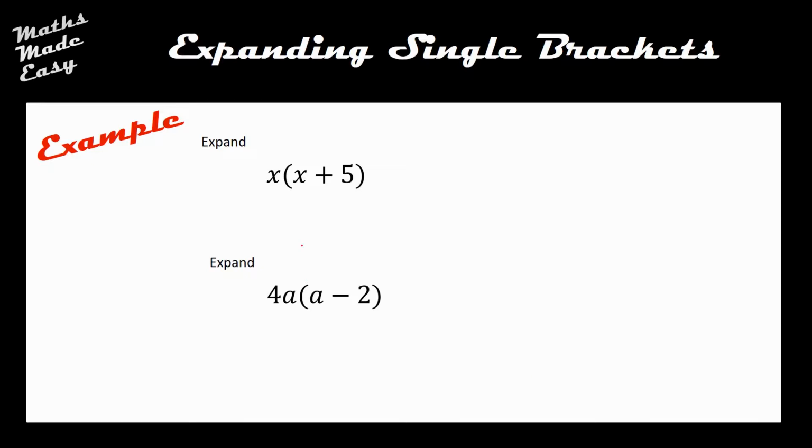In principle, they're actually exactly the same, and I'm going to do the same process as before. So I'm going to do x times x, which produces an x squared, and I'm going to do x times positive 5, which is plus 5x, and that's what that one looks like expanded. In the second one, I've got a 4a on the outside, and I'm going to deal with it in much the same way. 4a times a is 4a squared, and 4a times negative 2 is negative 8a.